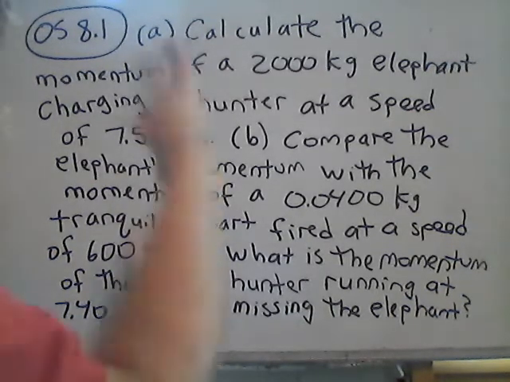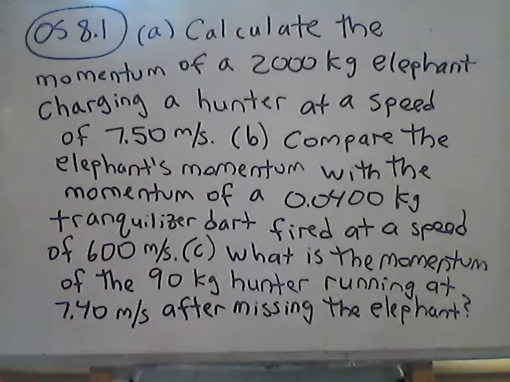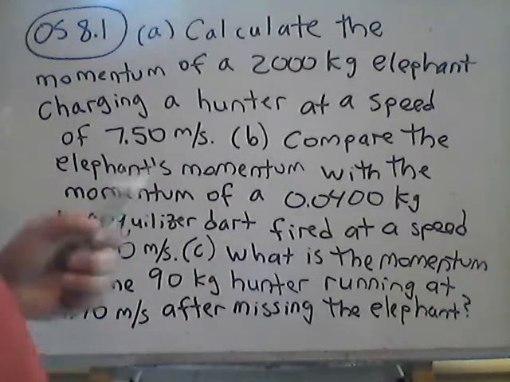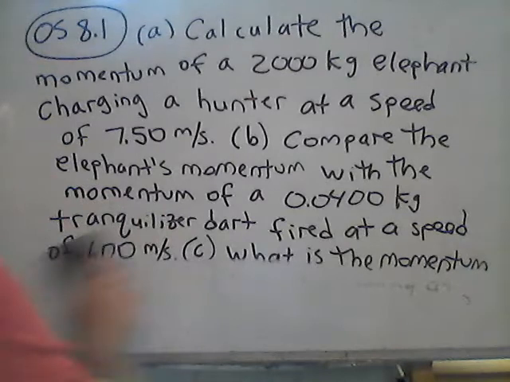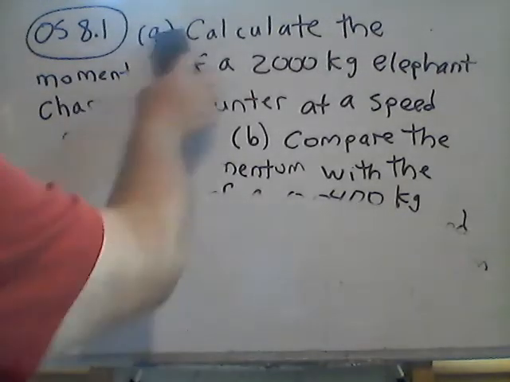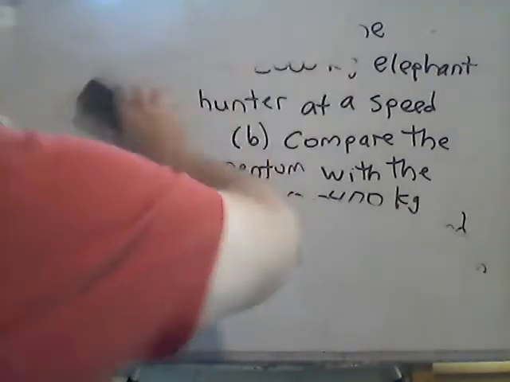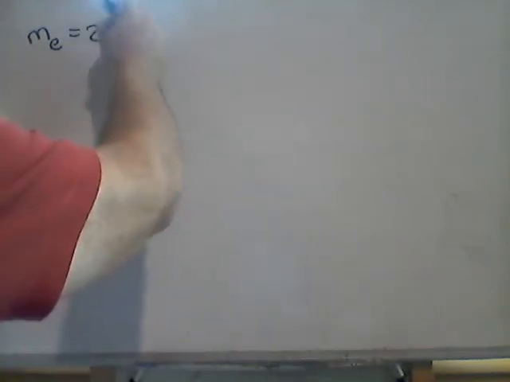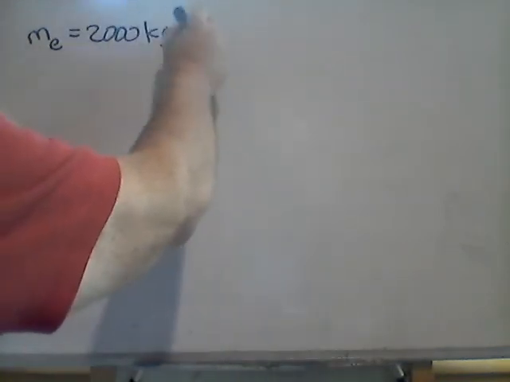All right, so again, a lot of information up there. I'm going to erase it. It's a pretty simple problem. We're just getting our feet wet with a new concept. And we're just going to consider one dimension. Really, momentum, as we know, is a vector, so it could have multiple dimensions. We'll talk more about that in a moment. So, what do I need to write down? Well, I'll let little E represent the elephant. And what do we know? 2,000 kilograms is the mass of the elephant.